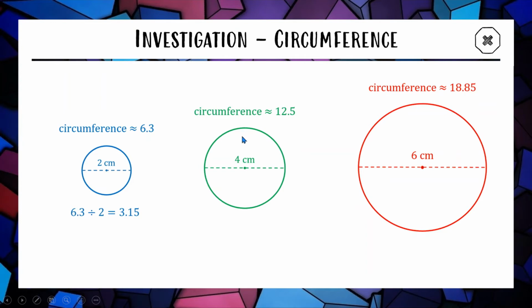I did that again for the green one. I did my 12.5, my circumference. I divided that by 4. It got me an answer of about 3.13, so pretty similar to the first answer, 3.15. I repeated this once more for the red circle. I did 18.85 and divided it by the diameter of 6, and it gave me about 3.14. So what I'm noticing each time is that when I do my circumference divided by my diameter, I always get an answer around 3.14.